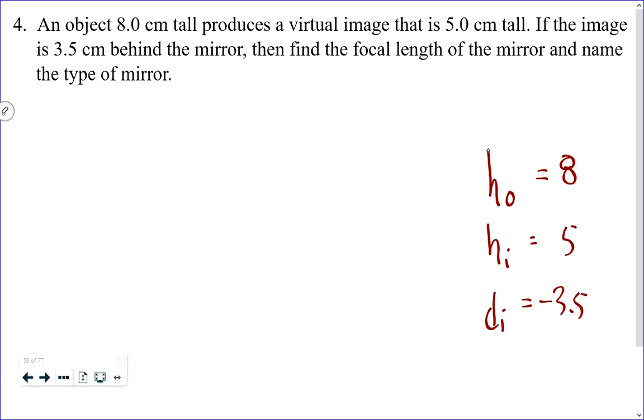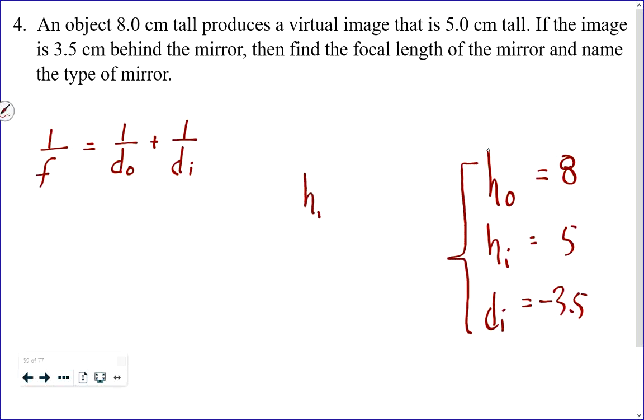So what do we want to do here? We want to find the focal length of the mirror, which means we need 1 over f equals 1 over di plus 1 over do. Do we have enough information? Well, we got di, we need do. And you can find do by taking hi over ho equals negative di over do.